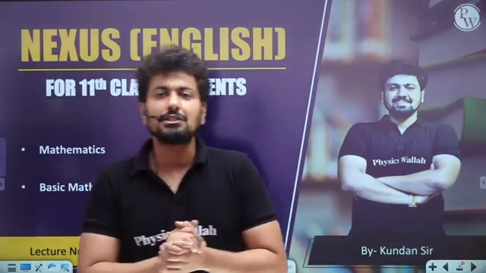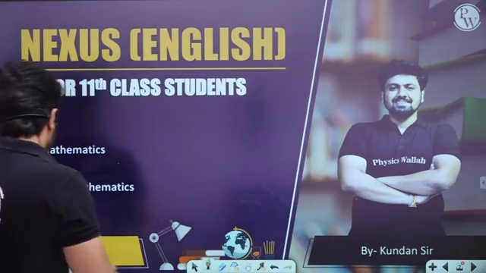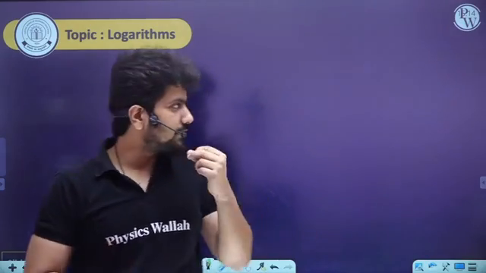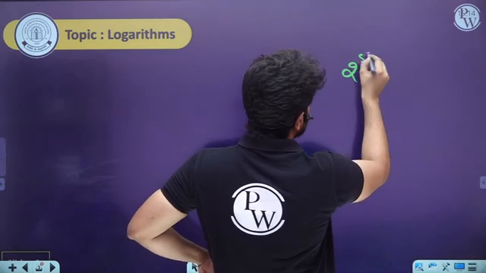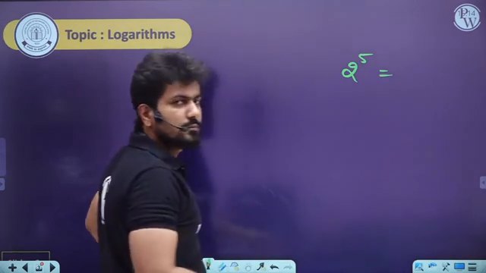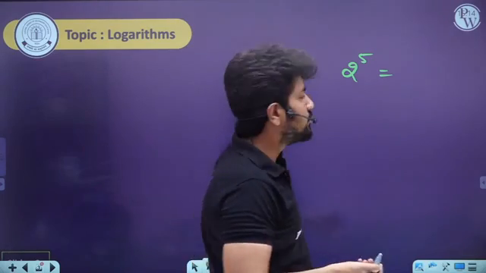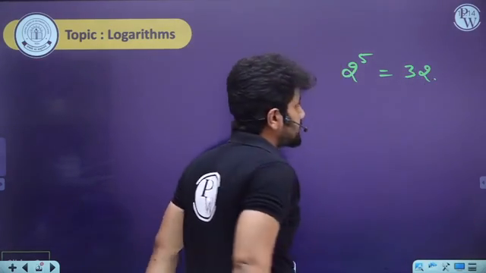Okay, so this is lecture number 3 on logarithm. Let's get started with this lecture. So first of all, what is log? How do we define the log? Okay, so in the last class we learned about exponential, right? Suppose if I ask you what is 2 raised to the power 5, everybody knows that this will be equal to 32, right? 2 raised to the power 4 is 16, 2 raised to the power 5 is 32.